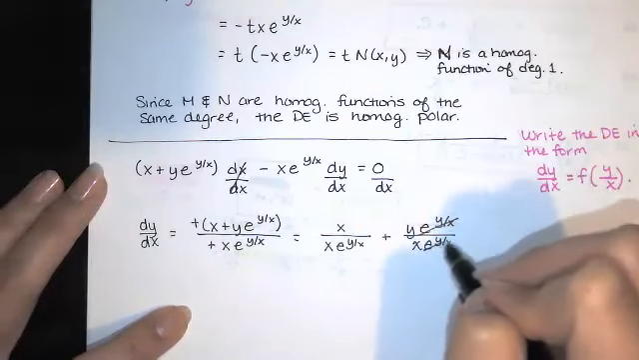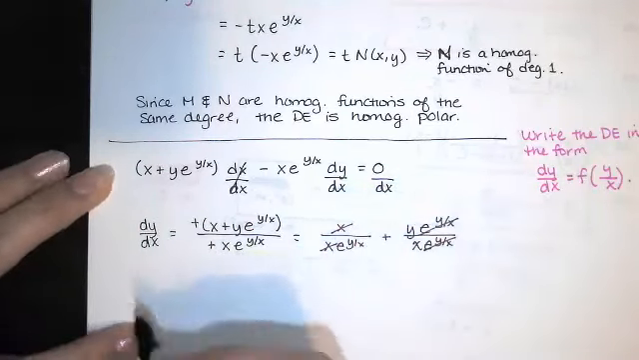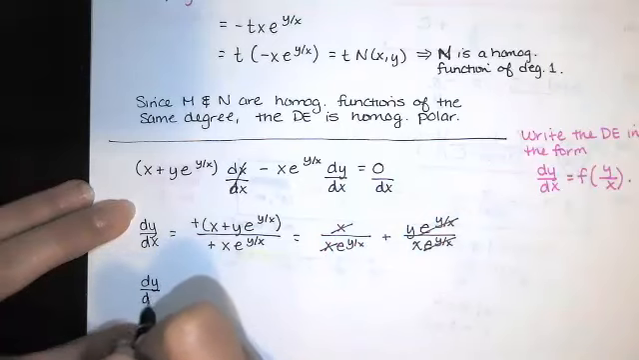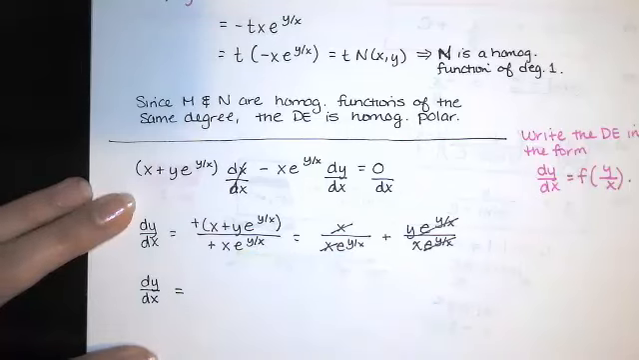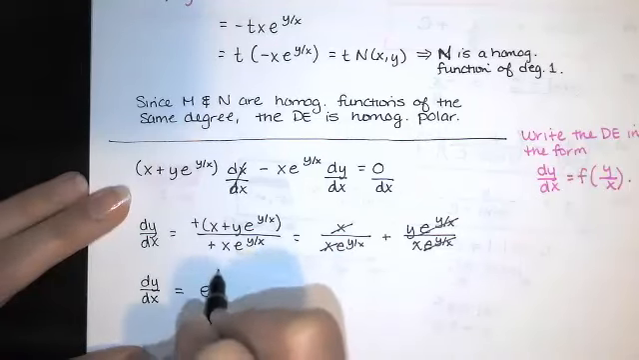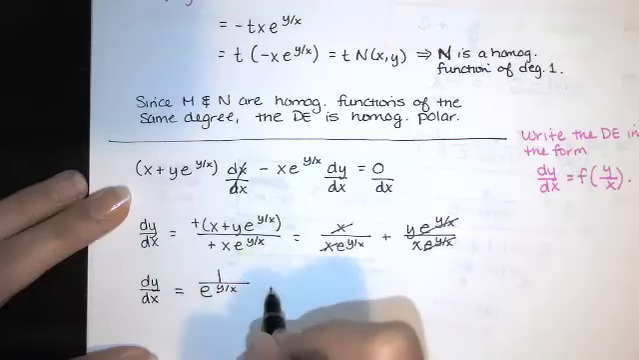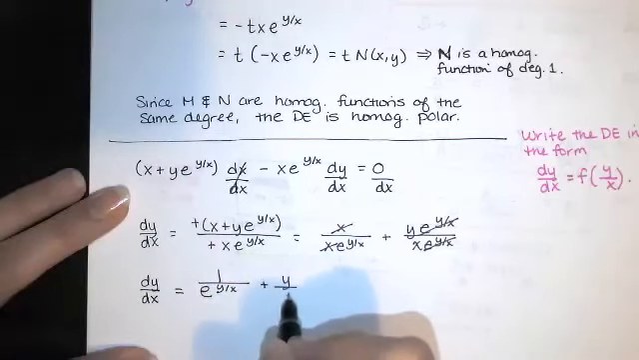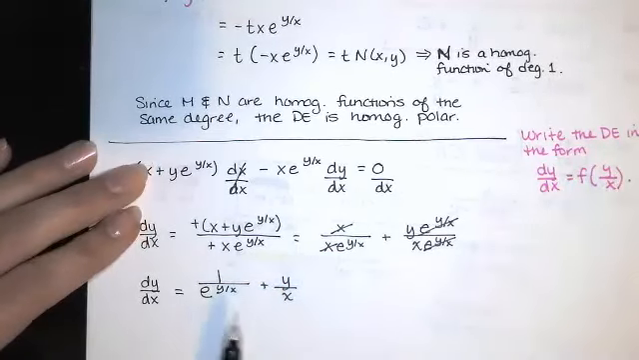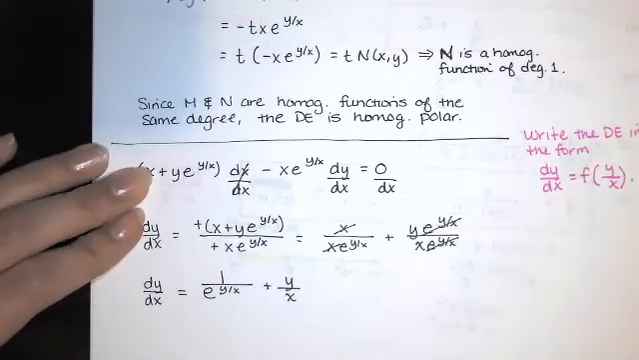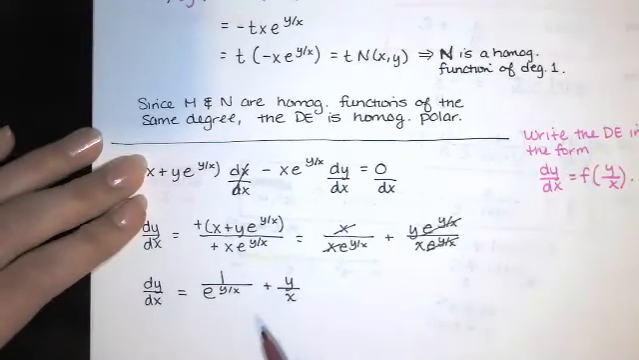When we do that, these guys are gone. The x is reduced as well, and we get this. dy dx is equal to e to the y over x, or 1 over e to the y over x, plus y over x. And that is a function of y over x. That's 1 over e to the v, and I've got a v right there. So we've done it. We've written this as a function of y over x only.